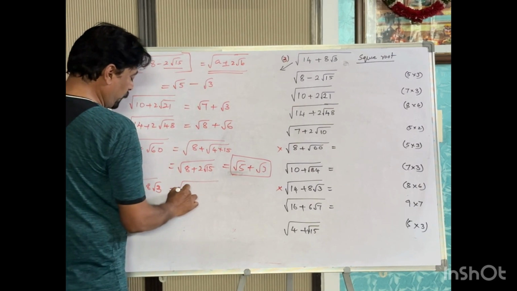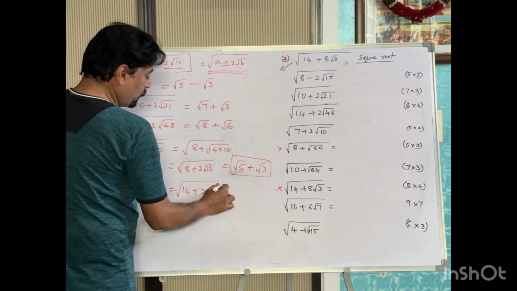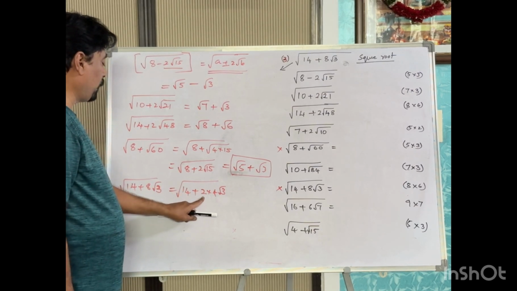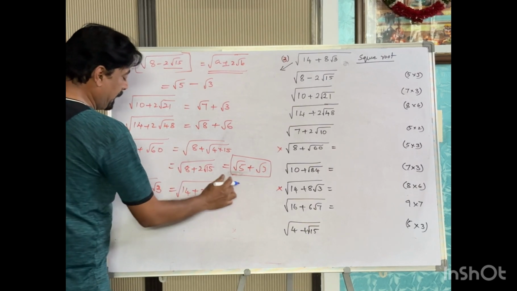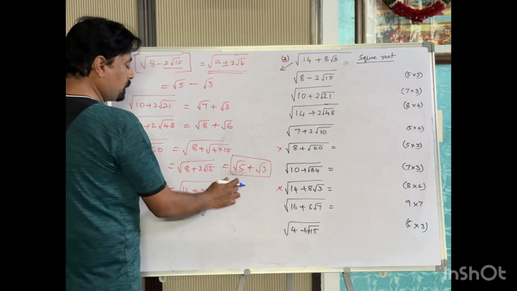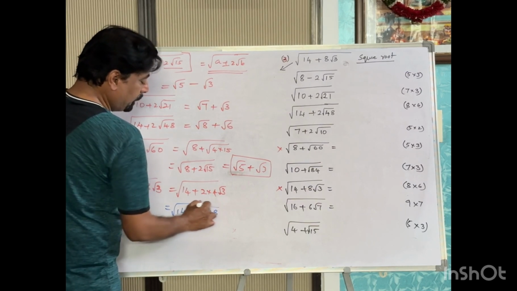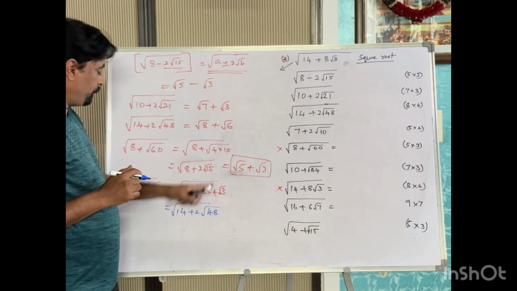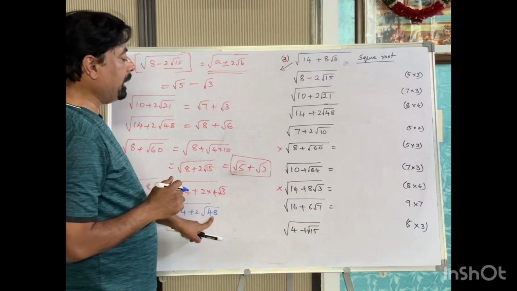Just you write this is 14 plus 2 into 4 into root 3. 2 4s are 8. So this 8 I wrote 2 into 4 root 3. Then afterwards you send 4 to inside of that root. Then it will become 14 plus 2 root. When 4 goes to inside, this will be 16. 16 3s are 48. Now my question is in the form of a plus 2 root b, where a is equal to 14 and b is equal to 48.